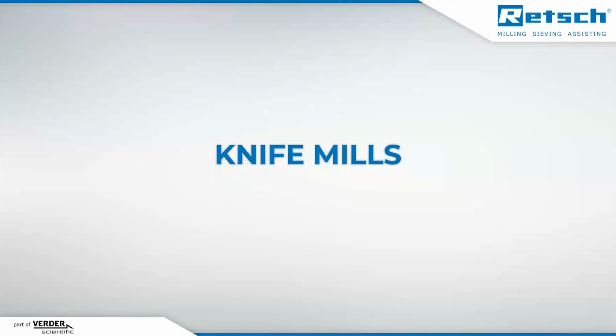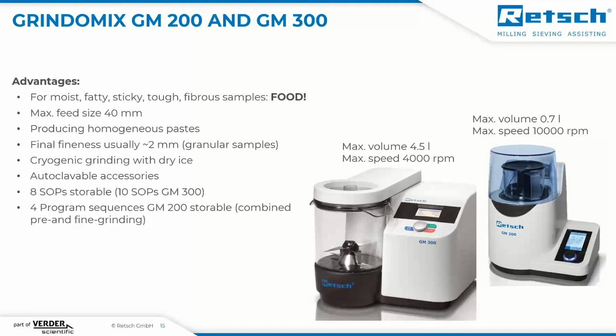So let's go on. I'd like to introduce some knife mills for sample homogenization. Knife mills are designed for moist, fatty, sticky, tough, fibrous samples, which is typical in terms of food. So it's a perfect mill for food. The maximum feed size is around 40 millimeter in case of the smaller system, GM200. And we also have a larger system, GM300. Here, the maximum feed size is up to 130 millimeter, but it depends a little bit on the sample. If you go for cryogenic grinding, we advise maximum 40 millimeter also in the larger system.